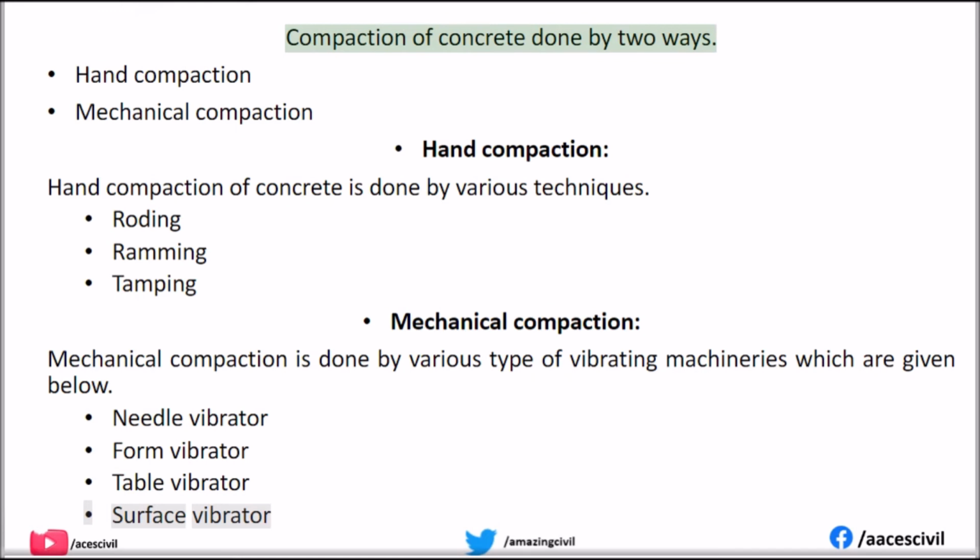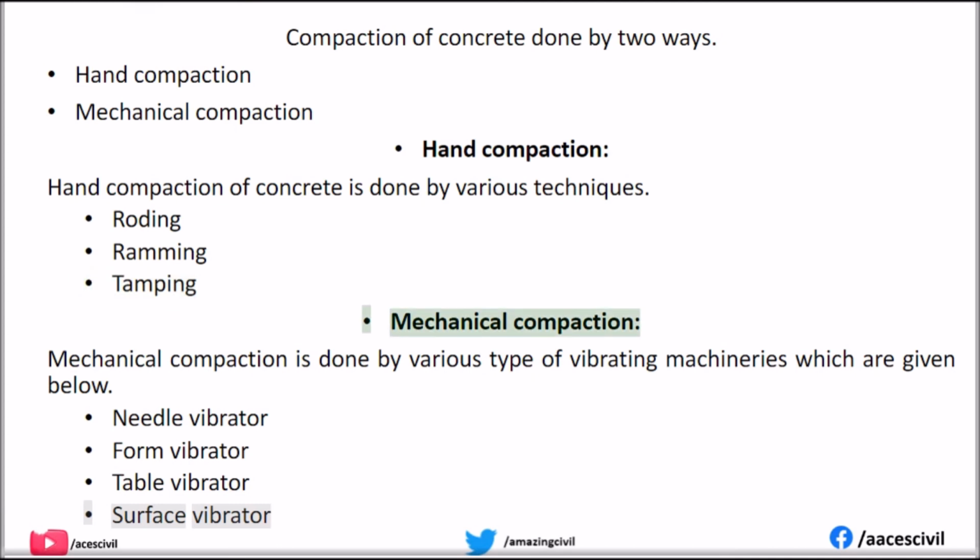Compaction of concrete is done in two ways: hand compaction and mechanical compaction. Hand compaction. Hand compaction of concrete is done by various techniques: rodding, ramming, tamping.